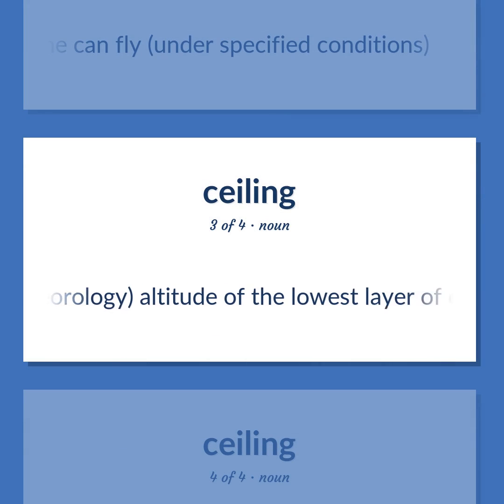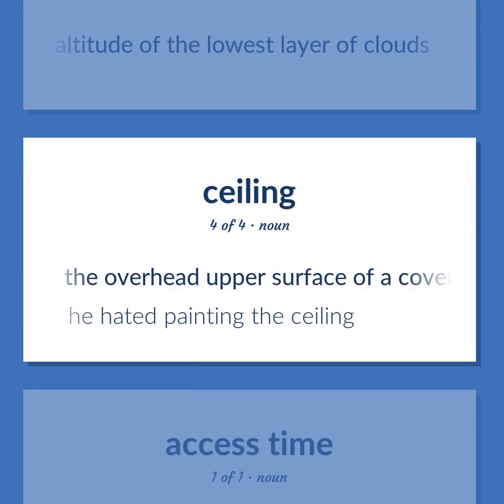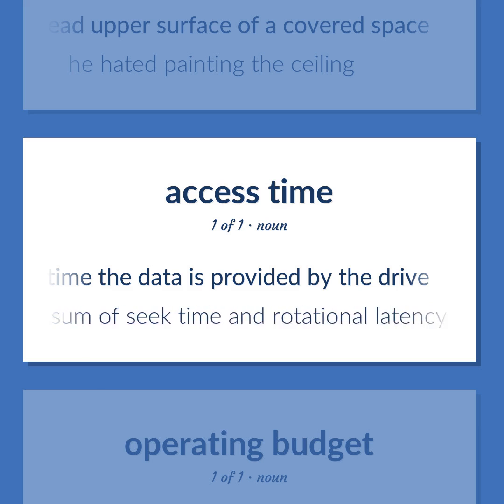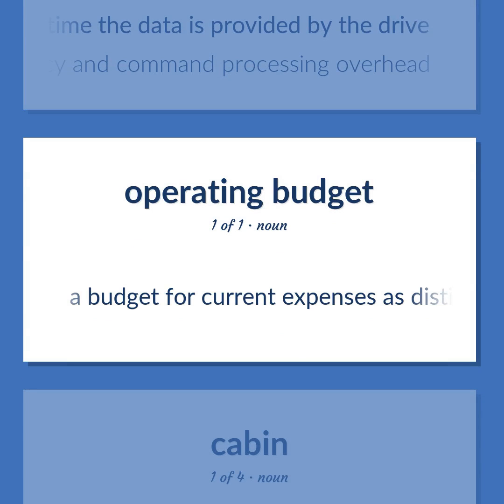Meteorology: altitude of the lowest layer of clouds. The overhead upper surface of a covered space. He hated painting the ceiling. Computer science: the interval between the time data is requested by the system and the time the data is provided by the drive. Access time is the sum of seek time and rotational latency and command processing overhead. A budget for current expenses is distinct from financial transactions or permanent improvements.